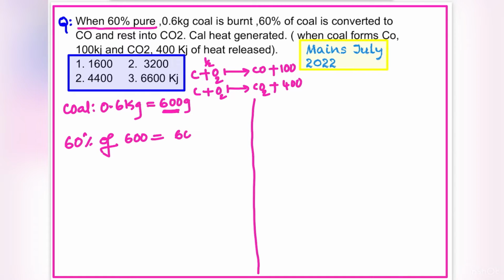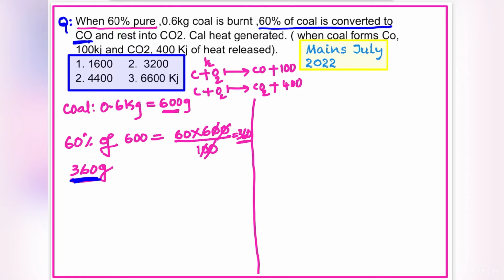So obviously 60 into 600 divided by 100, the zeros cancel out. So it turns out to be 360 grams. Ultimately 360 grams of coal is given to us. So I have just calculated the purity of coal. Calculate 360 grams. And it is further said that 60% of coal is converted to carbon monoxide.